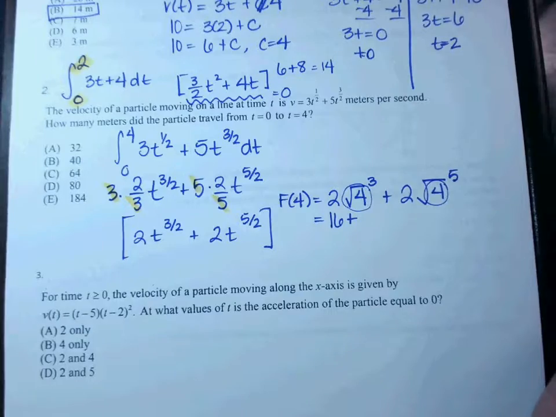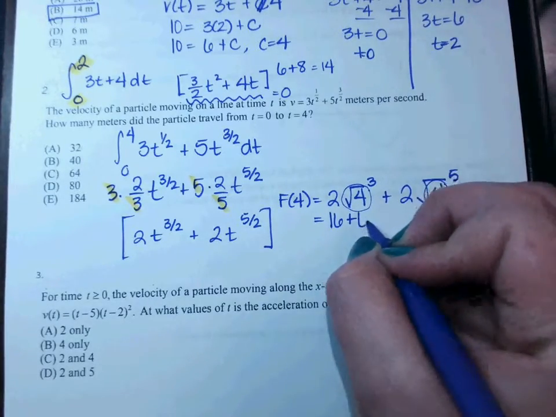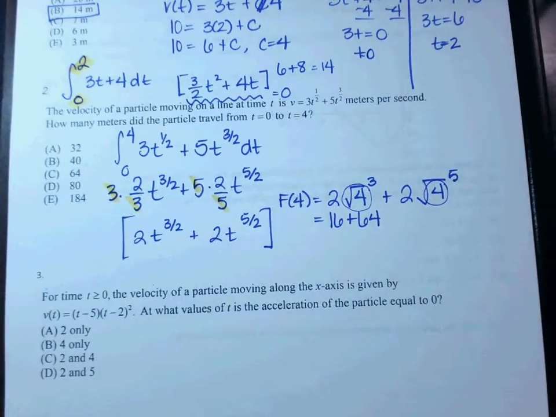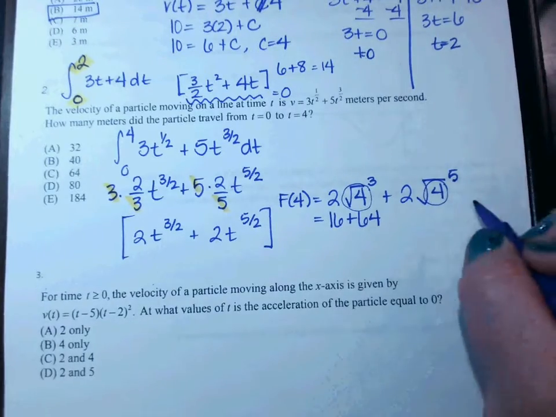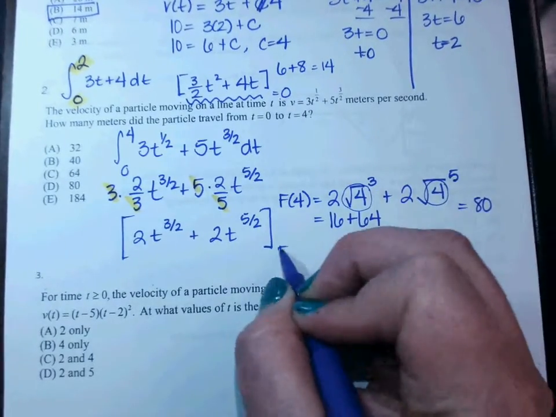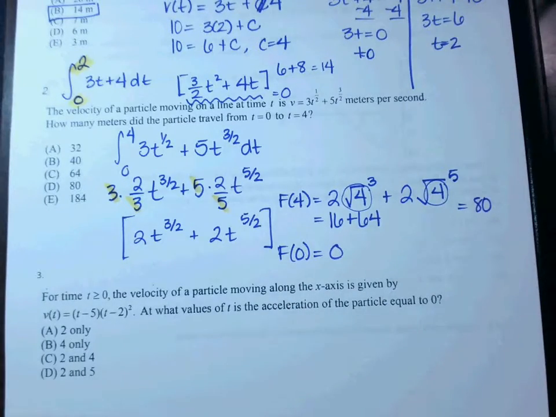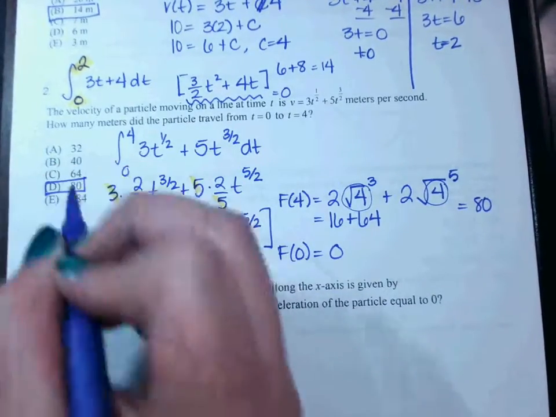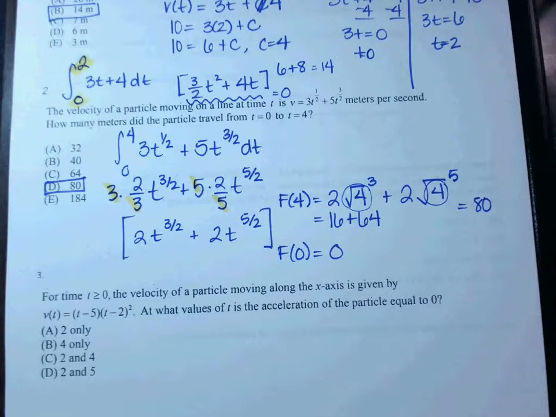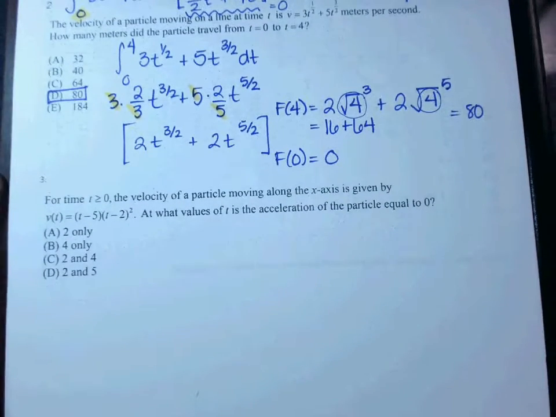I'm sure you could have figured that out. And then times by 2 is 64. Add those together, what do you get? Okay, 80. Then on bottom we're plugging in 0, which is the best because it's just 0. And then 80 minus 0 is 80. Good job. Make sense? Alright, next one.